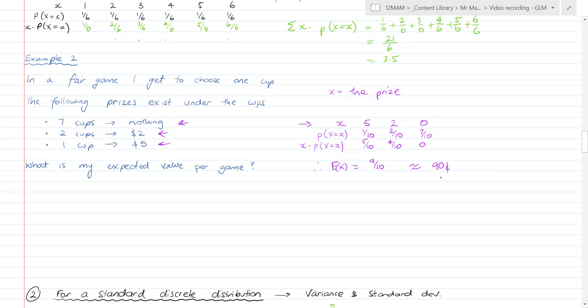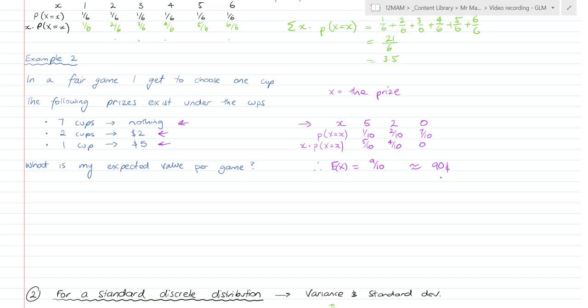So that's a really interesting result. And it reminds us that this expected value might not actually be a value that we can get. What it's saying is that over time, if you play this game 100 times, on average you can expect to get about 90 cents per game.